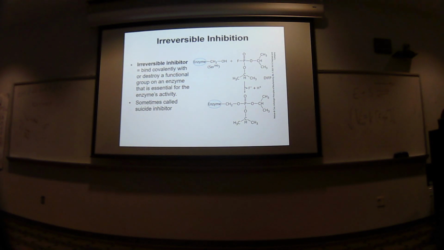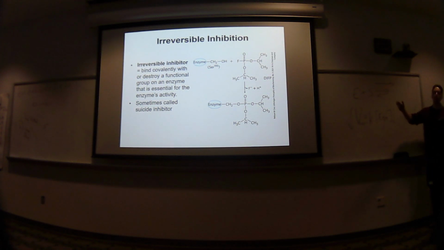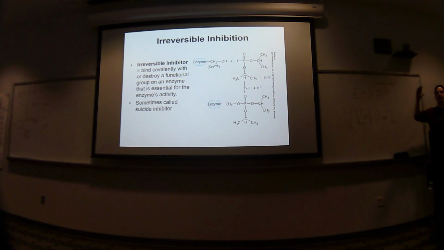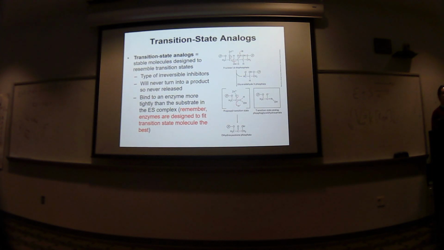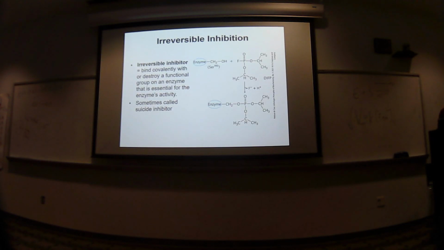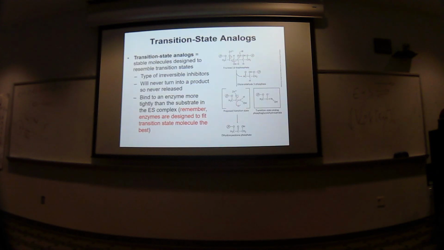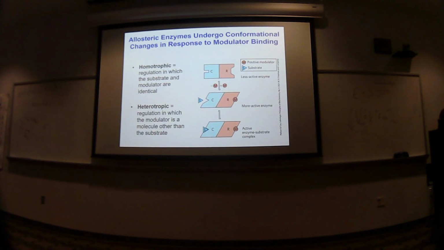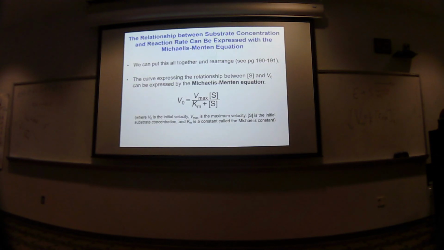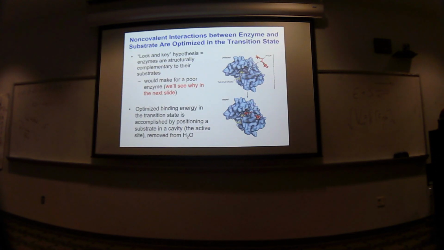Those are often called suicide inhibitors because the molecule itself is gone now. With the reversible, they go in, they go out, they go in, they go out. With these ones, that molecule is gone, it gets used up. And then with transition state analogues, remember what I said, and I think transition state analogues is the last slide. It is. Remember what I said back here.